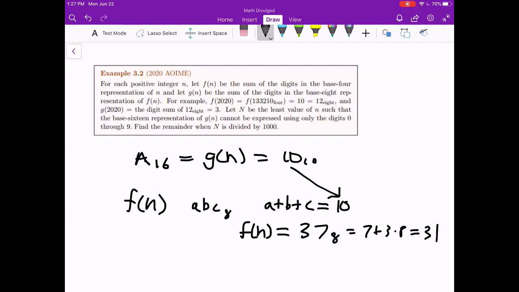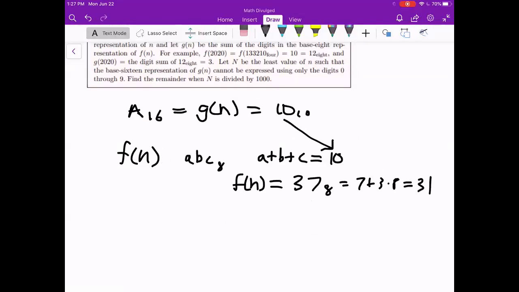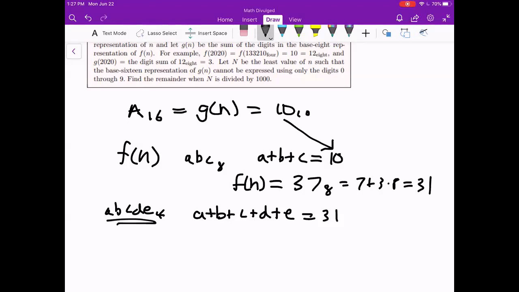Now, the problem states that 31 is the sum of the digits of the base 4 representation of n. So let's say we have a number a, b, c, d, e in base 4, and that means a plus b plus c plus d plus e is equal to 31. And again, we want to minimize this number. So how do we do that? We do the same thing as we did with f of n in 37. We know that in base 4, the largest possible digit is 3. So we want to fit as many 3s as possible near the right-hand side of the number in order to minimize it.